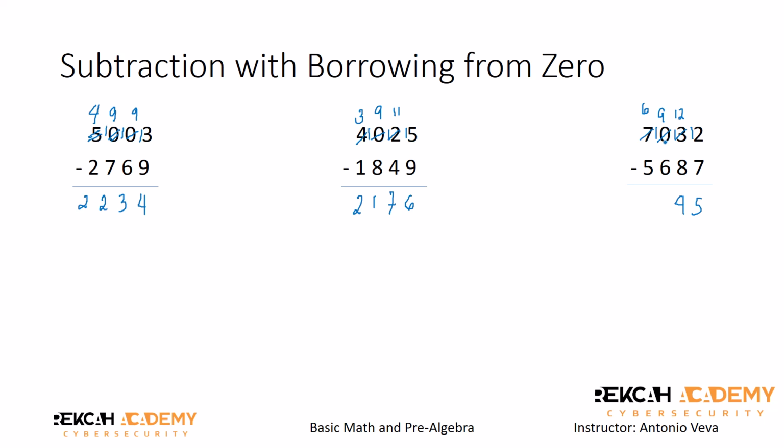And in the third column, 9 minus 6 equals 3. And 6 minus 5 equals 1. So the final answer is 1,345.